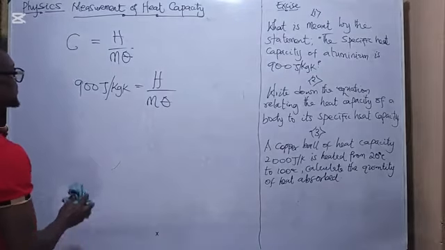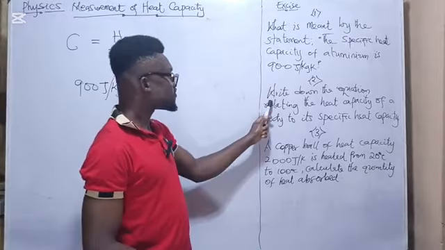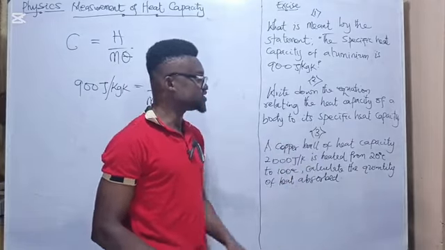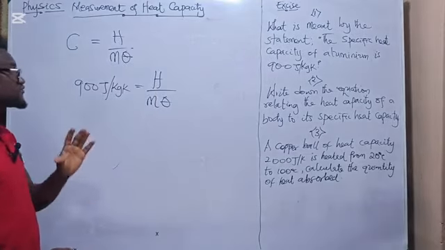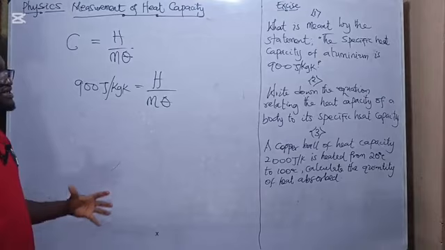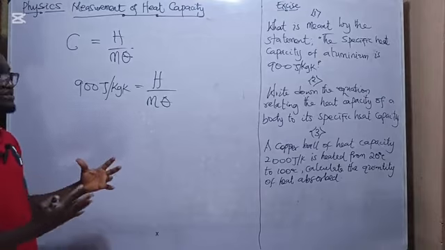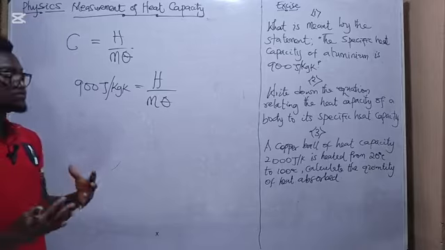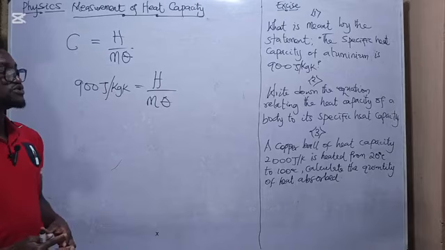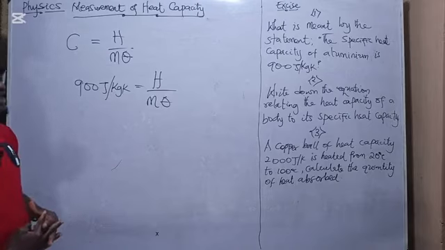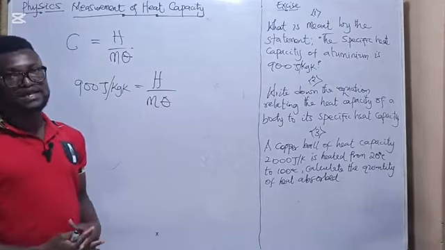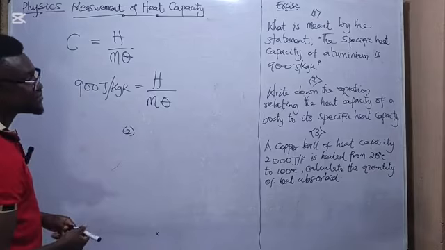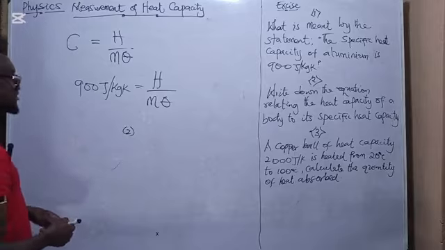Then we have another question on the board. The question reads, write down the equation relating the heat capacity of a body to its specific heat capacity. From the definitions of heat capacity and specific heat capacity, we were able to deduce two formulas. When you relate both of them, you will get the question answered. So, in order to answer question number two, write down the equation relating the heat capacity of a body to its specific heat capacity.